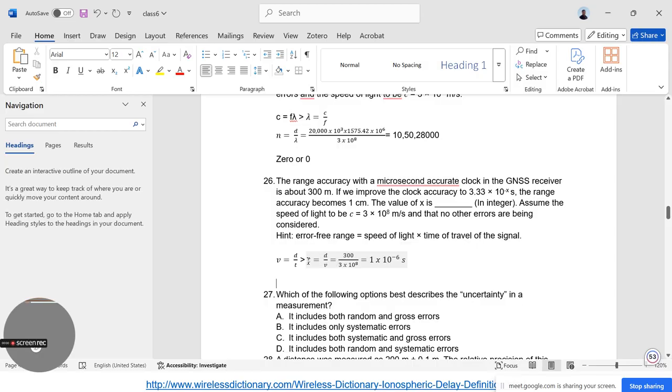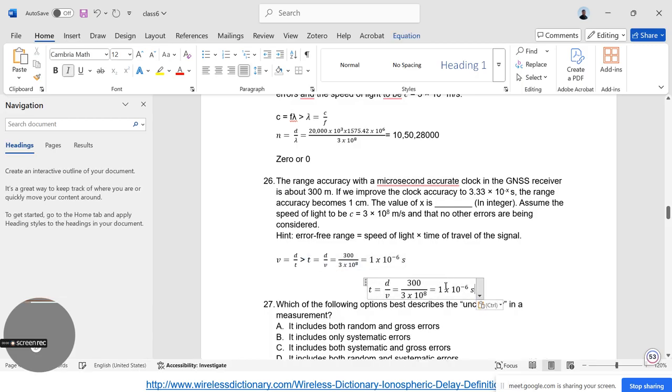So let's put that value. Instead of t, what we had, we put this value of 3.33 into 10 to the power minus x. Now obviously if we put the value, then what will happen? d will change because anyway v is the same, 3 into 10 to the power 8.